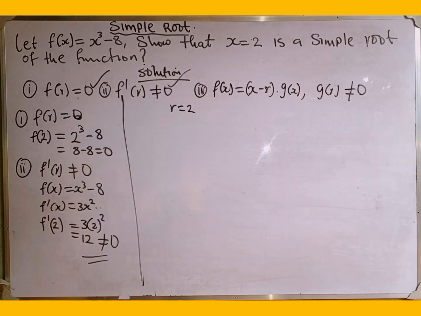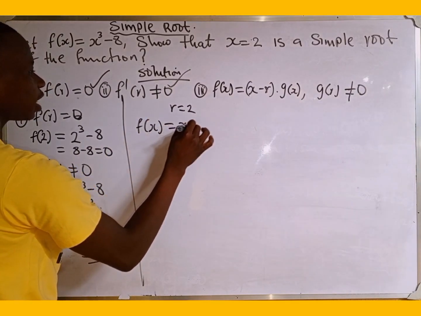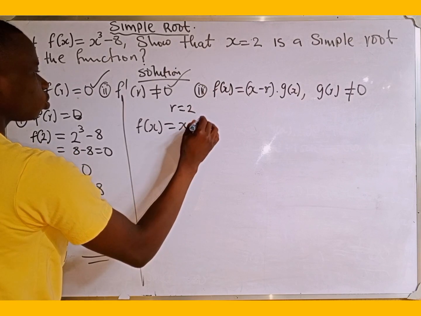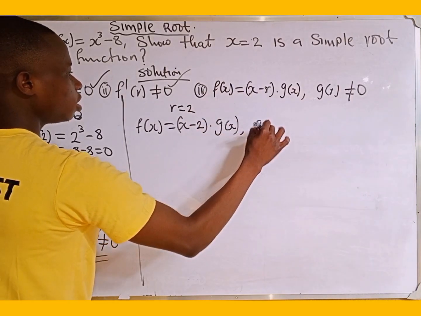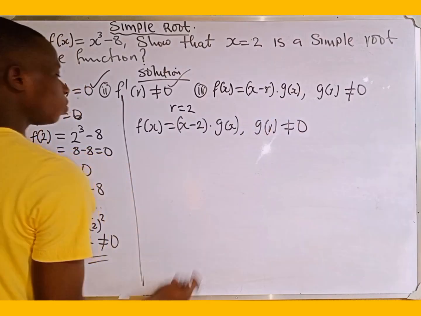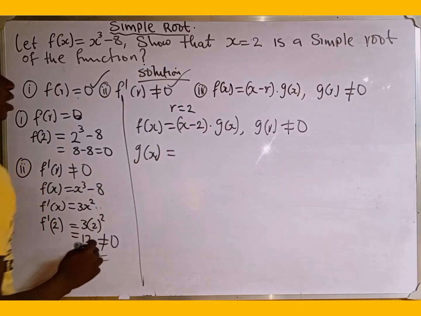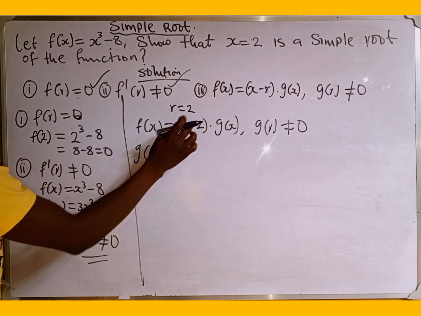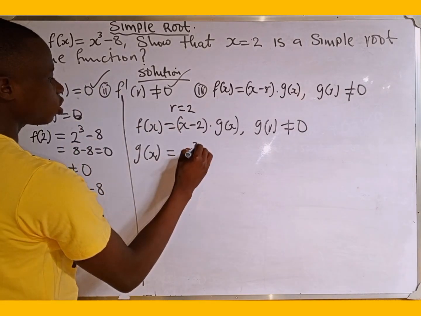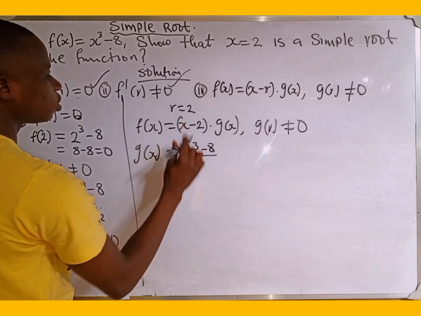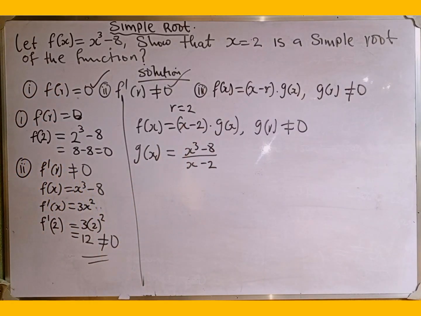Now we are going to look at the third condition. We say that f of x is equal to x minus r, and r is equal to 2, then multiplied by g of x, where g of r is not equal to 0. The next thing we need is g of x, which is this function divided by x minus r, which is x minus 2. The function is x cubed minus 8 divided by x minus 2.